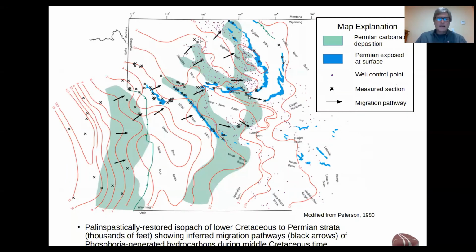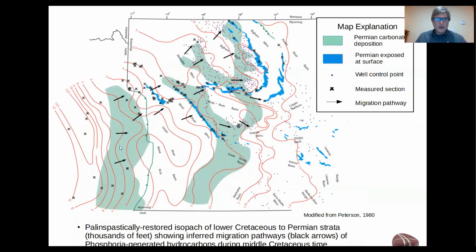Okay, this last slide is from Jim Peterson, published in 1980, and what he's showing here are, first of all, an isopach map across much of western Wyoming. That isopach map shows everything from Permian through Cretaceous, and it's interpreted to represent essentially a proxy for sediment distribution that was laid down from Permian time forward.